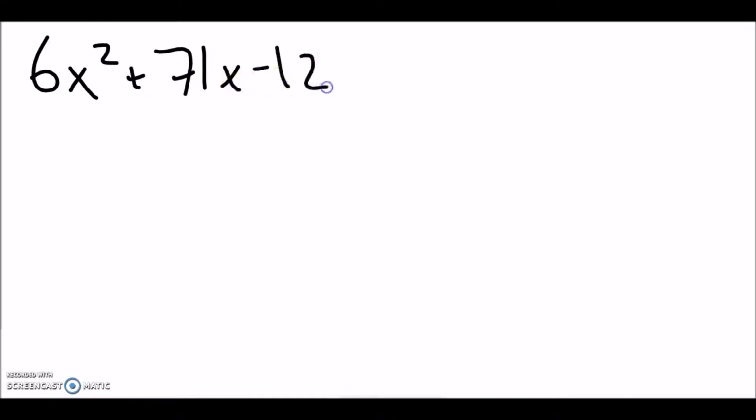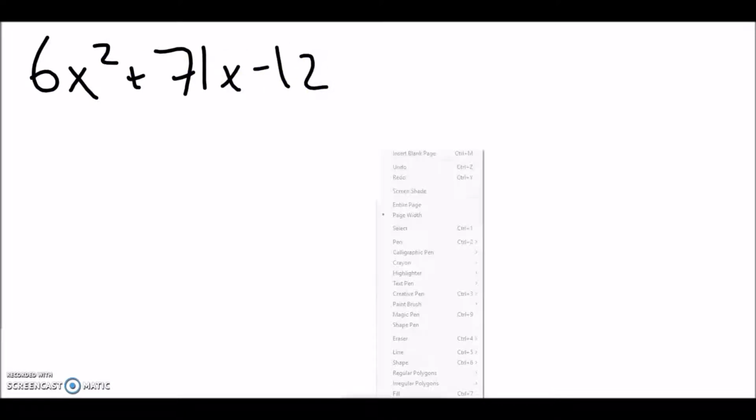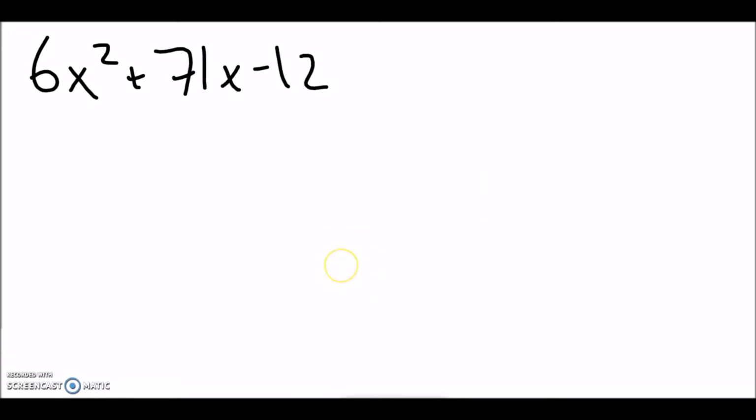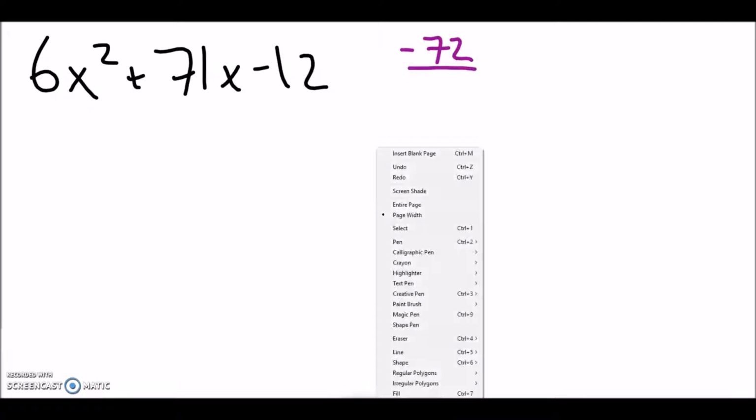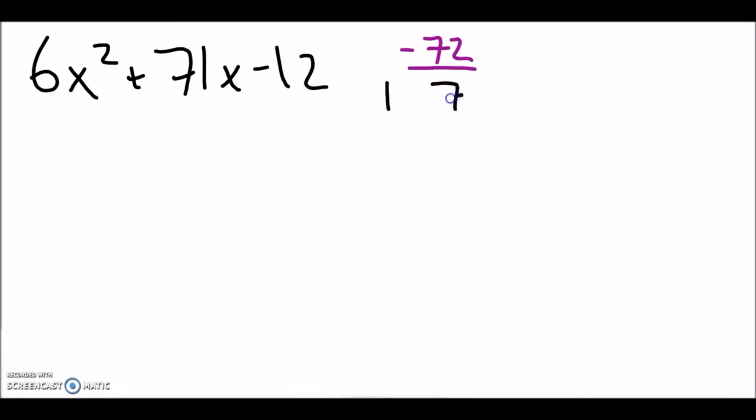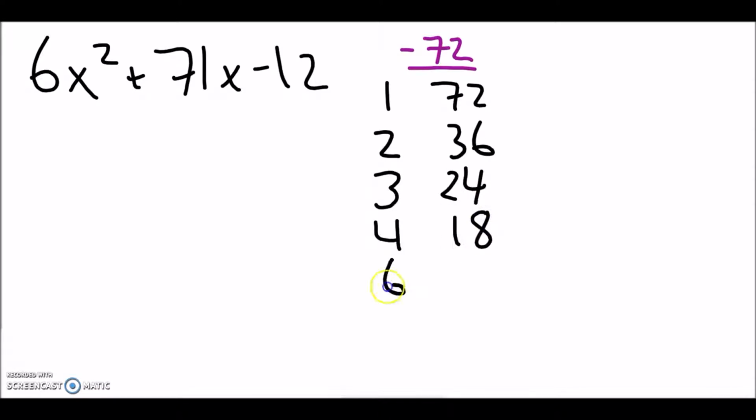Let's do another one. We definitely need some practice with this. 6x squared plus 71x minus 12. Multiply a and c. That's negative 72. List your multiples. 1, 72, 2, 36, 3, 24, 4, 18, 5, no, 6 and 12, 7, no, 8 and 9. All right. So that's all of those.